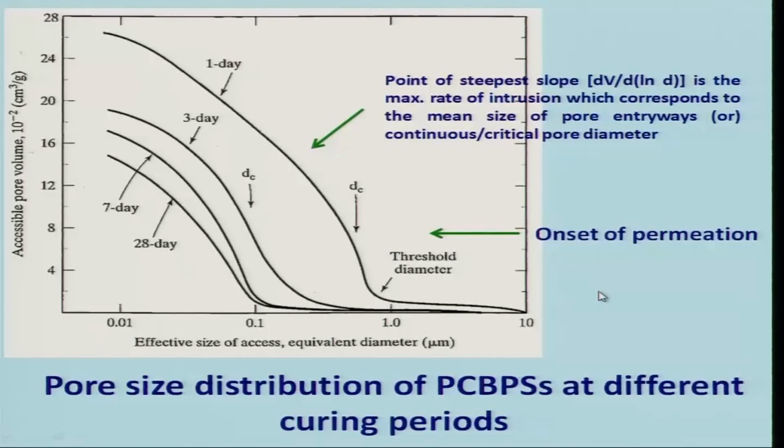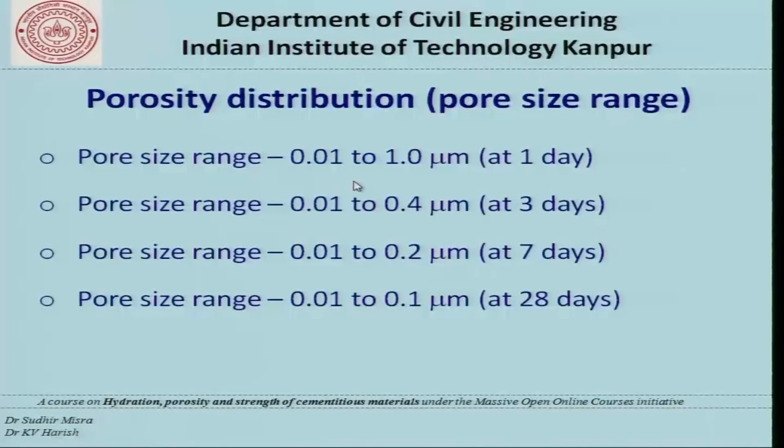Now, how can we understand this curve much better, especially from the view of curing time? If you compare the 1 day, 3 day, 7 day and 28 day curves, you find that the pore size range is between 0.01 to 1 micrometer at 1 day, and it is 0.01 to 0.1 micrometer at 28 days.